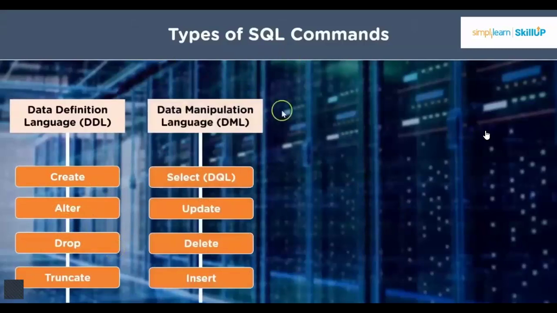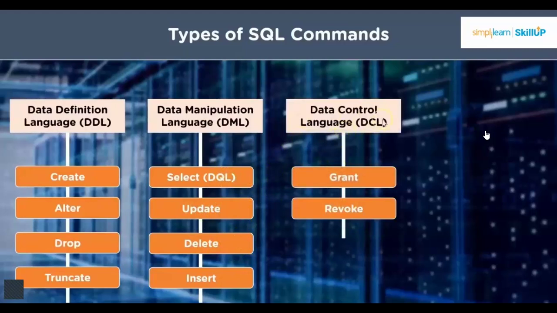Next, we have data manipulation language or DML. DML commands are used to modify a database. It is responsible for all forms of changes in the database. DML commands are not auto-committed, which means it can't permanently save all the changes in the database. We have select, update, delete, and insert as DML commands. Now select command is also referred to as DQL or data query language.